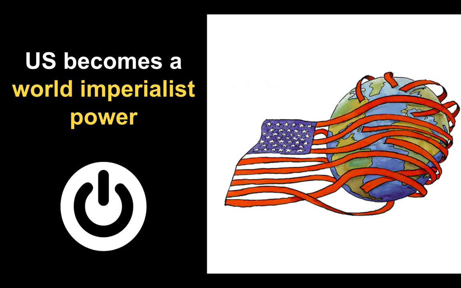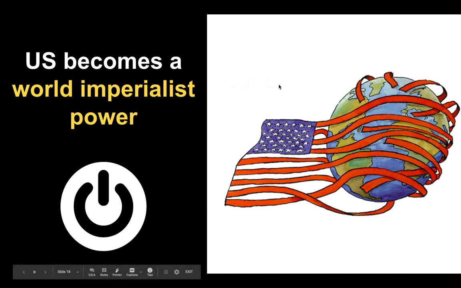Number one, the United States becomes a world imperialist power. Look at this drawing here. We have the United States flag, and it's wrapping those red stripes all over the world and expanding our empire. We have a navy now. We can send that navy all over the world, and we become quite powerful. That's the power symbol here.